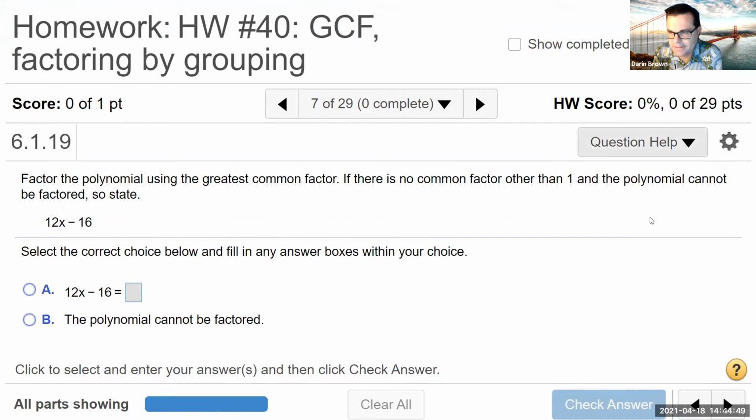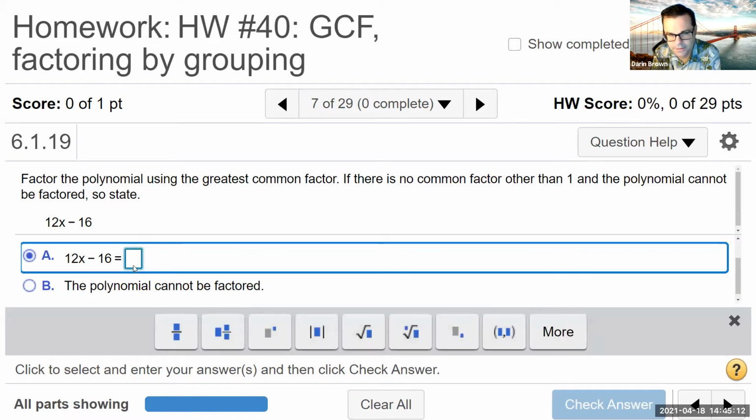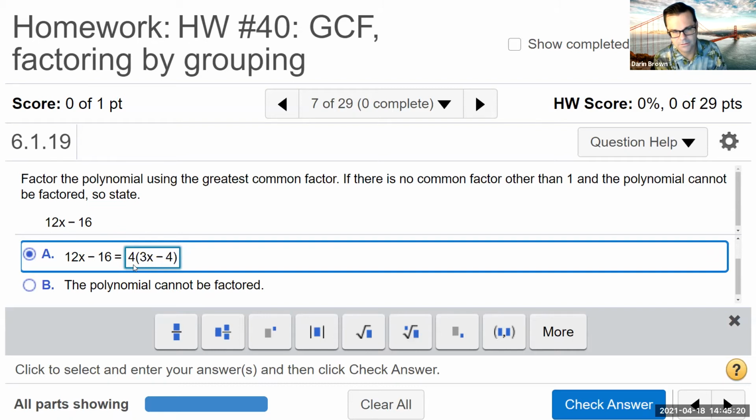So 12x minus 16. Now this is really the simplest kind of GCF. It's just a linear binomial. So the only part that we can really factor out is the numerical coefficient part. So what is the GCF of 12 and 16? 12 is 4 times 3, 16 is 4 times 4. 3 and 4 have no common factors. So once we factor out a 4, that's all that's going to be able to be factored out. 4 goes into 12 3 times, goes into 16 4 times. So factor out a 4, and what's left over is 3x minus 4.